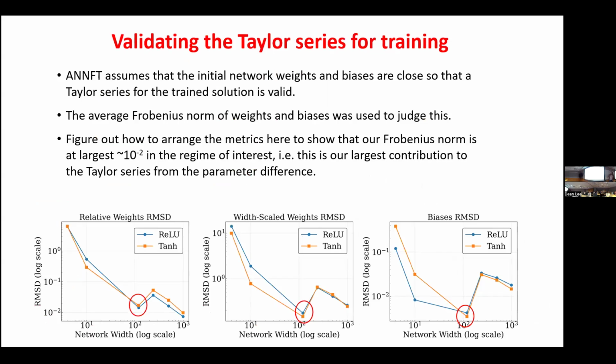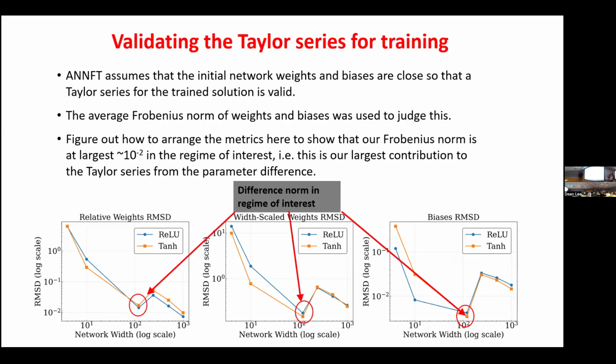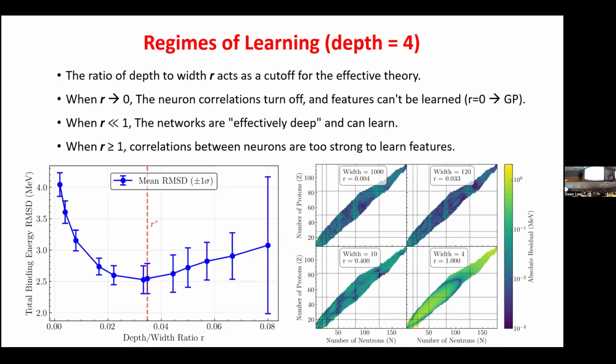So for the second claim, what we did was we took the initial weight matrices and initial bias matrices, then we trained an ensemble of networks and we got their final weights and biases, and we took the Frobenius norm of their difference. And in the regime that we care about, where we have that small r, the difference was about 10 to the minus 2. That's our largest contribution to the Taylor series. Anything higher than that is going to be much, much smaller. So that gives us some validity to using this Taylor series to look at our solutions and their distributions.